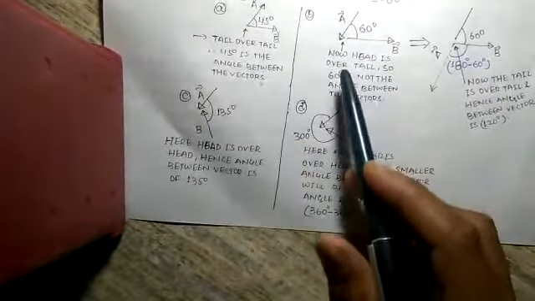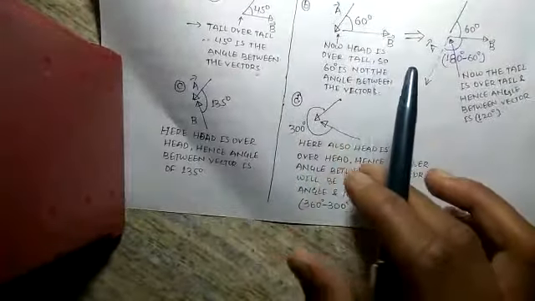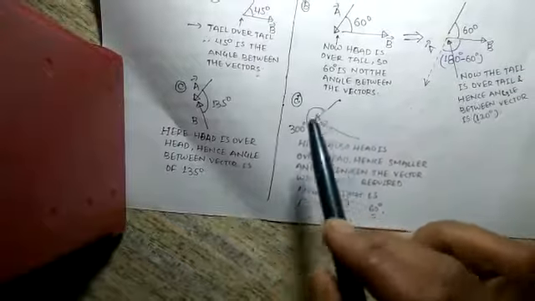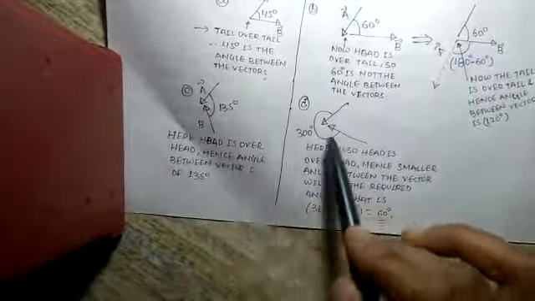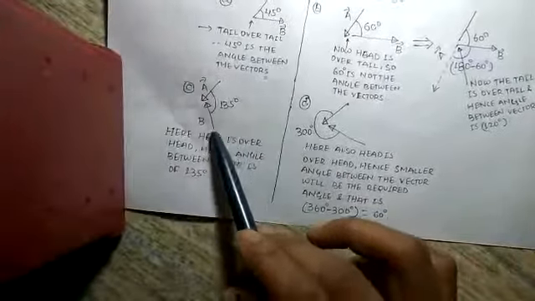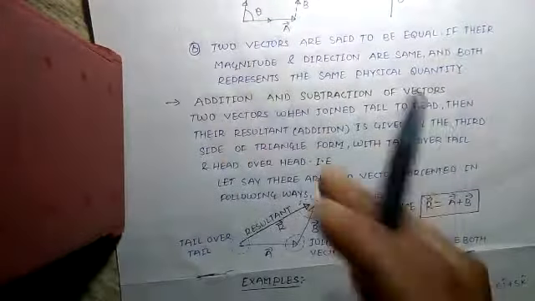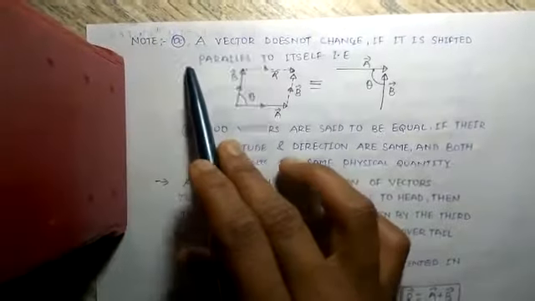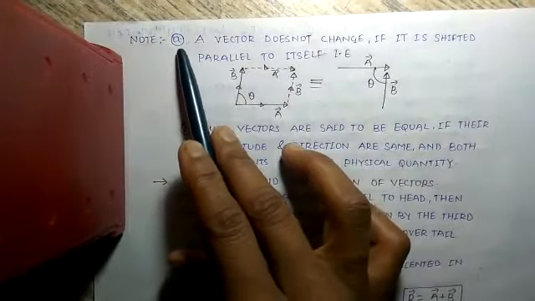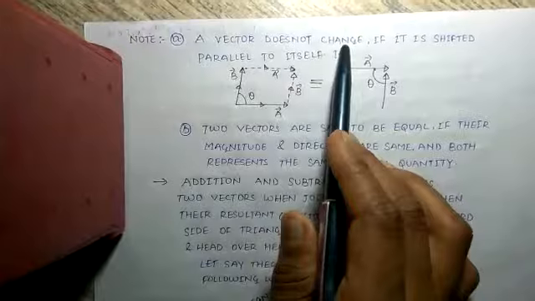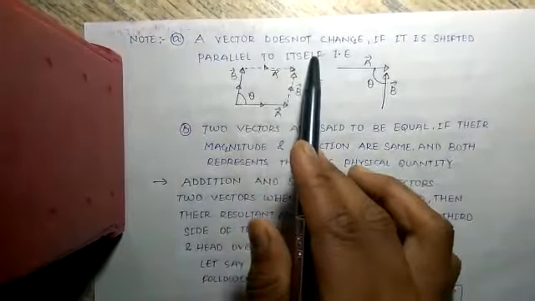Then only you will be able to give the angle between the vectors by giving the smaller angle, and so on. Here are two examples also. In both examples, I have done the same as I have stated above. Now I am proceeding further. Here I have mentioned some points, and these are very important points. One of the points is that a vector does not change if it is shifted parallel to itself.